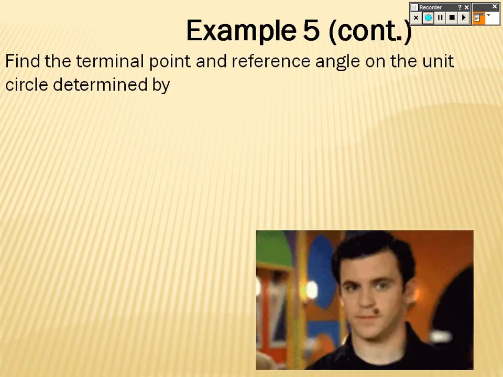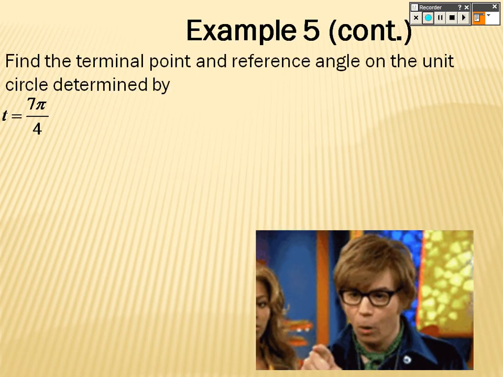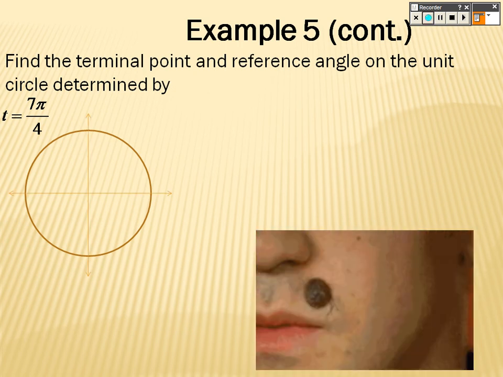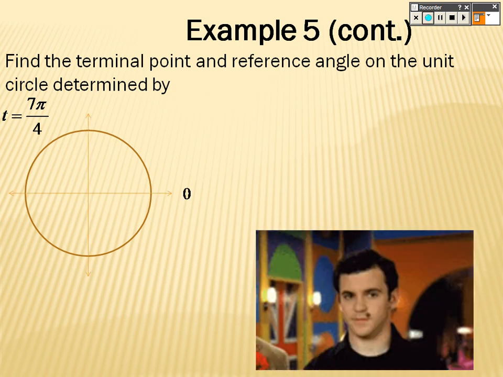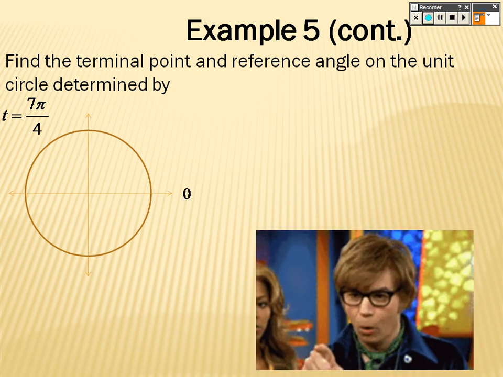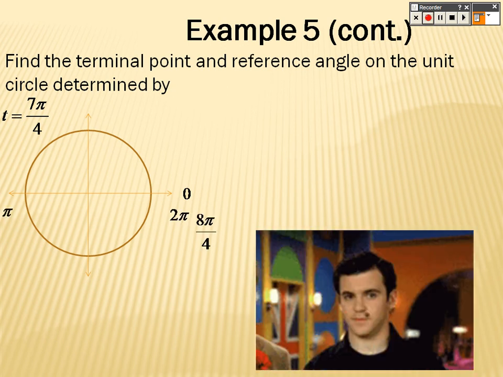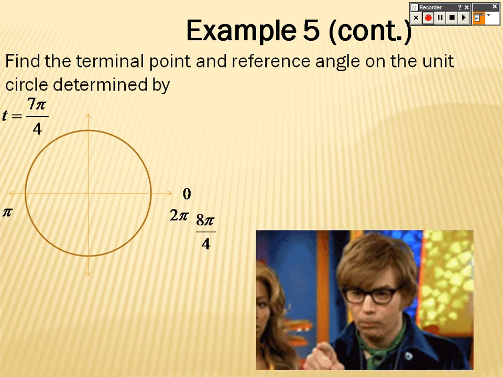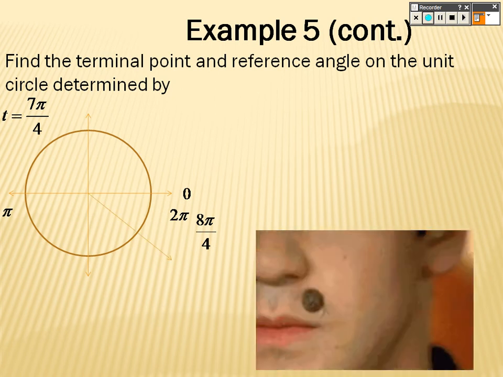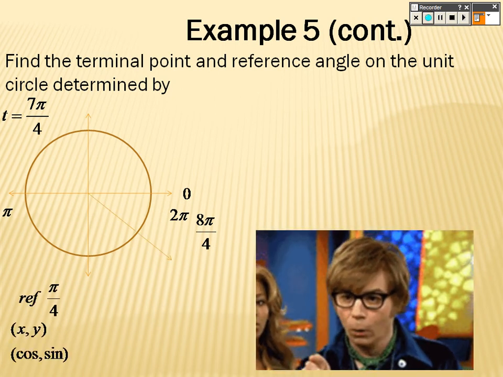Find the terminal point and reference angle on the unit circle determined by 7 pi over 4. Reference angle, because it doesn't simplify to be nice, neat, and even, the reference angle is pi over 4. So, got to figure out where it ends. Well, 8 pi over 4 is 2 pi, so it almost works the entire way around the circle. Here's where 7 pi over 4 would be.